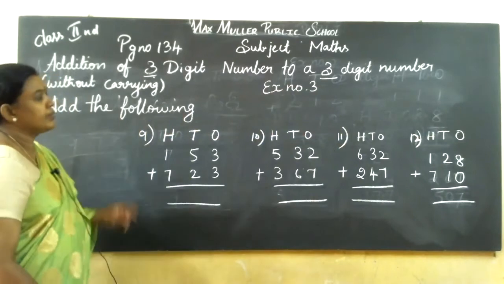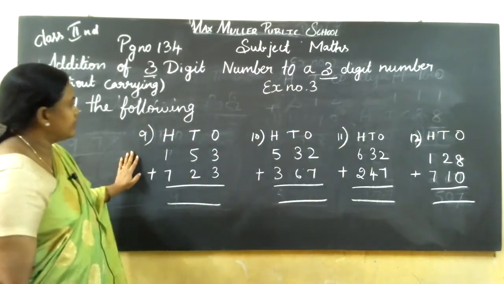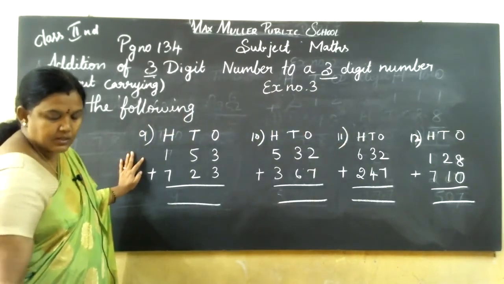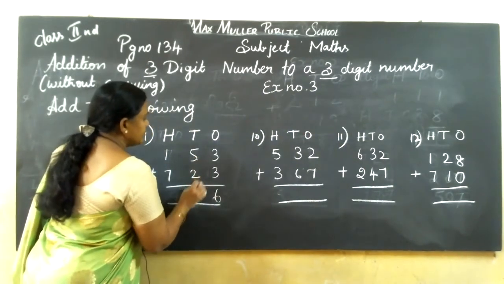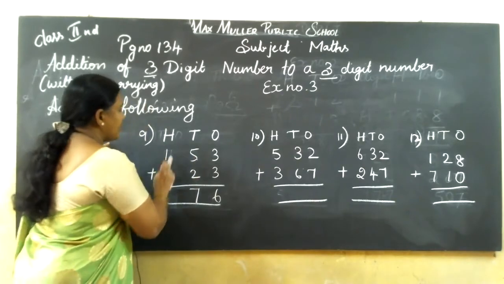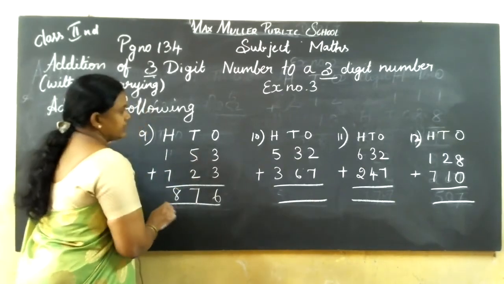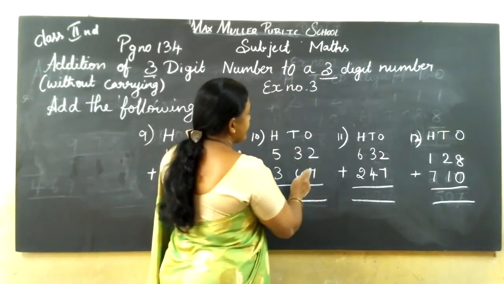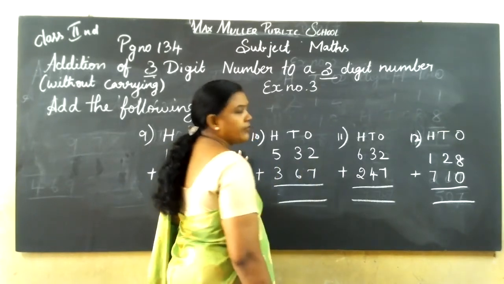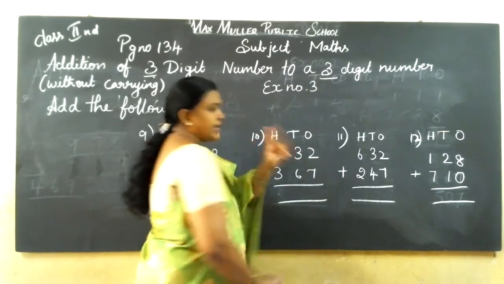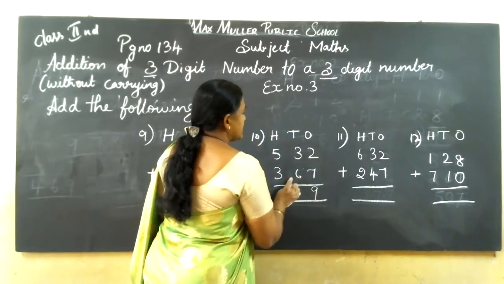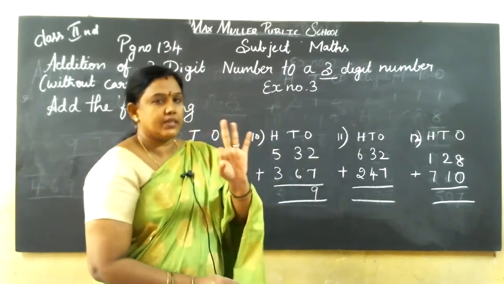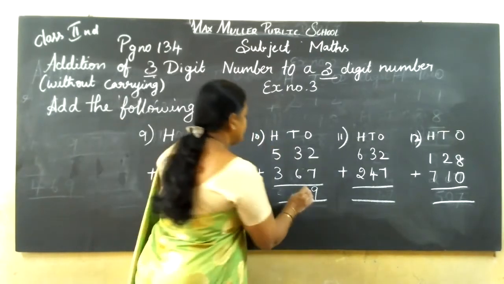See exercise number 3, last third line. First sum, 3 plus 3, 6. 5 plus 2, 7. 1 plus 7, 8. 10th one, 7 in the mind, 2 in the finger. After 7, 8, 9. 6 in the mind, 3 in the finger. After 6, 7, 8, 9.